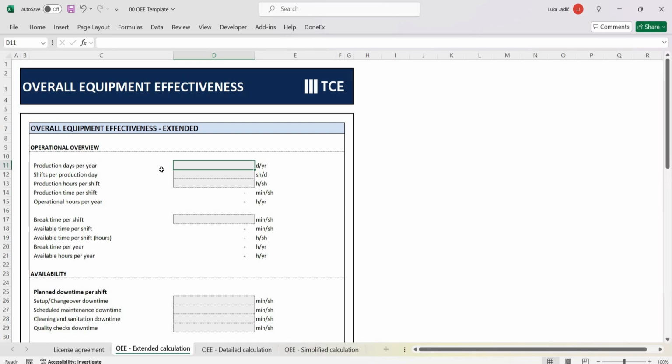The production facility operates for 240 days each year, with 2 shifts per day, and each shift lasts for 8 hours. This setup results in a total of 3,840 operational hours annually. Each shift provides 8 hours or 480 minutes of scheduled production time. However, accounting for breaks, which are 30 minutes per shift, reduces the effective production time to 450 minutes per shift. This translates to 7.5 hours of productive time per shift. Consequently, the total annual available hours, after accounting for breaks, is 3,600 hours.